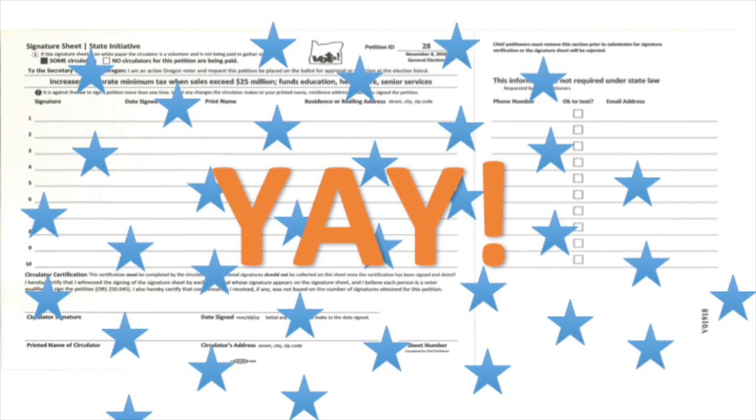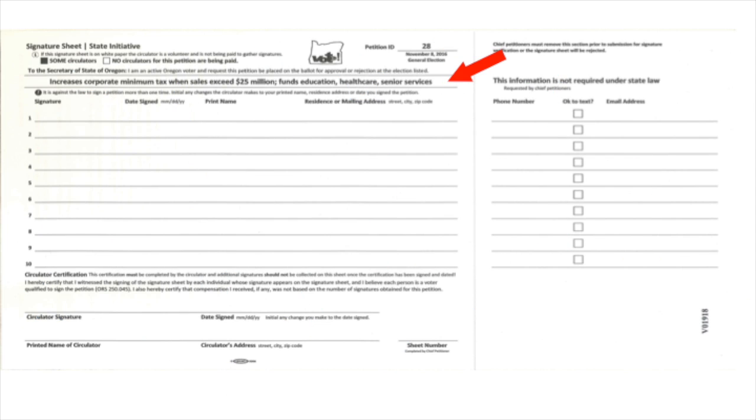To start off with, let's go ahead and look at what the title exactly says. It increases corporate minimum tax when sales exceed $25 million, funds education, healthcare, and senior services. This can be found on the top of every petition sheet. So we want you to feel comfortable getting signatures. It's really simple. It's about following the instructions.